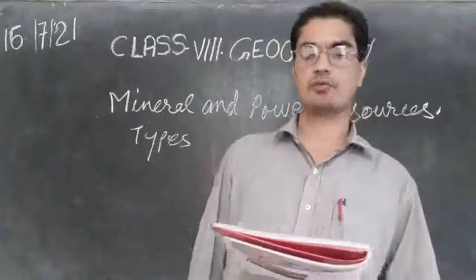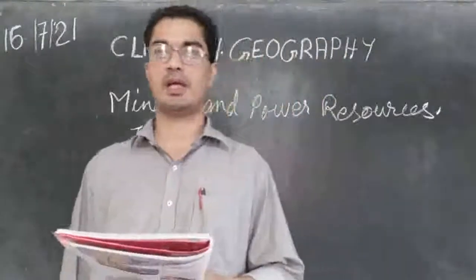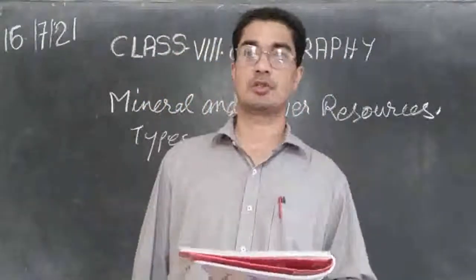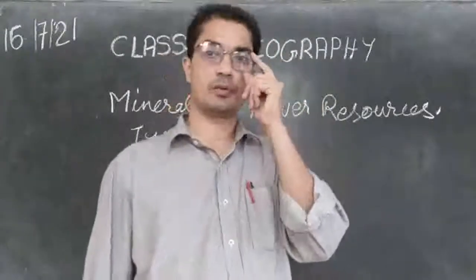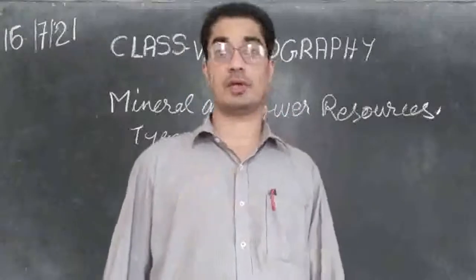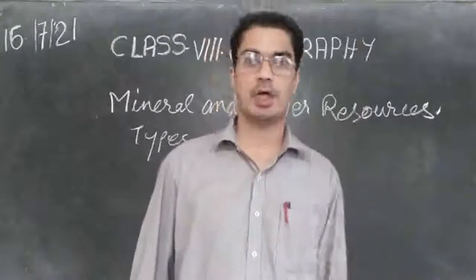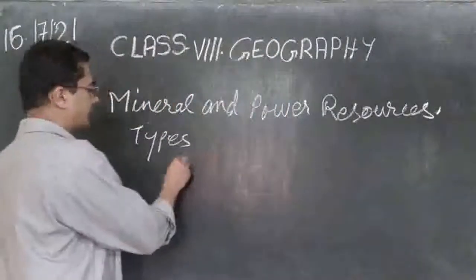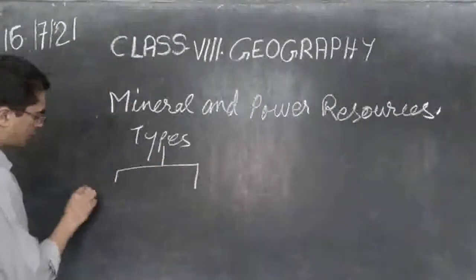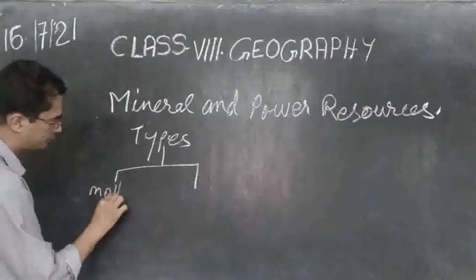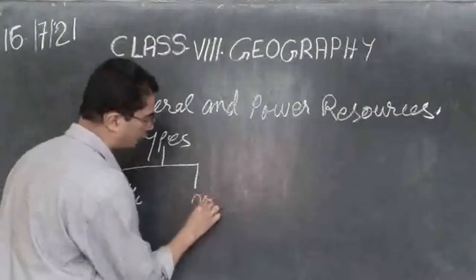On the basis of composition, minerals are classified mainly as metallic and non-metallic minerals. On the basis of the composition of minerals, we can say they are categorized into two groups. One is metallic, another one is non-metallic. So minerals can be divided into two: one is metallic, another one is non-metallic.